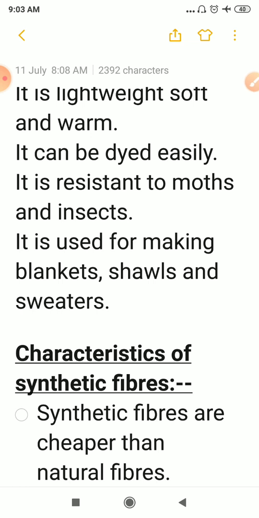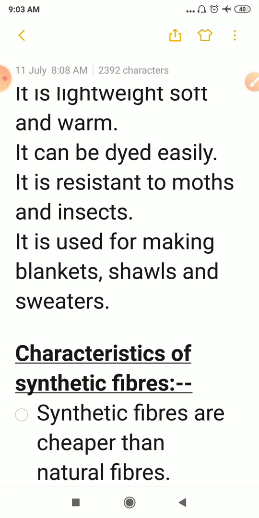It is resistant to moths and insects. It is used for making blankets, shawls, and sweaters. It is mixed with wool to make dress materials. These were some common types of synthetic fibers that we use in our daily life. They were rayon, nylon, polyester, and acrylic.